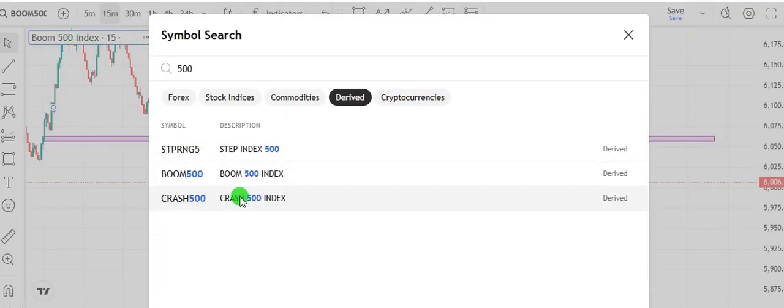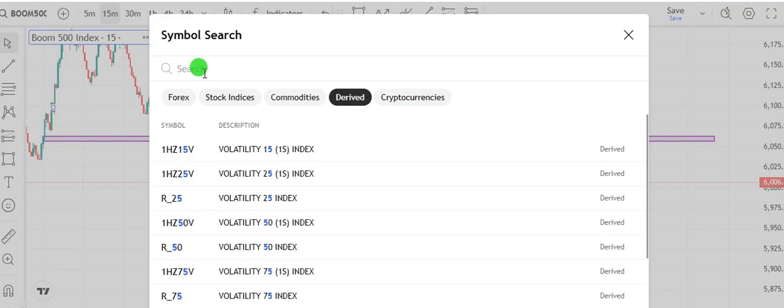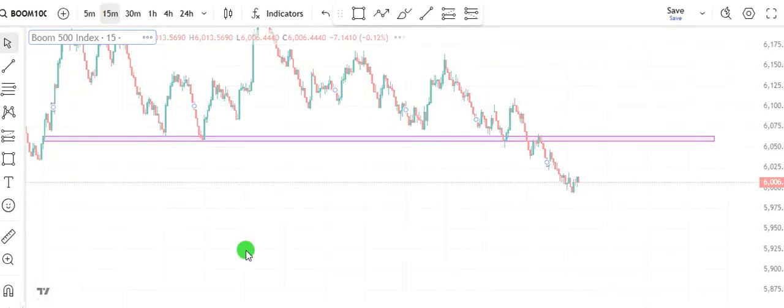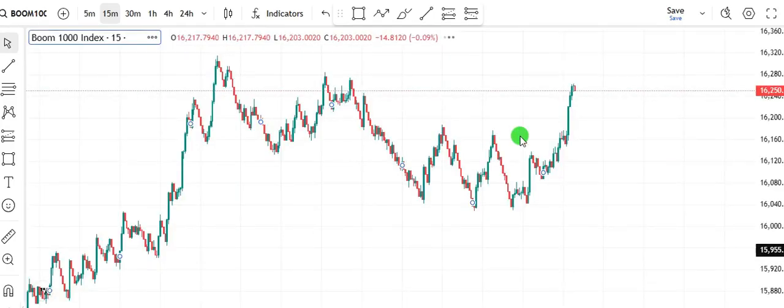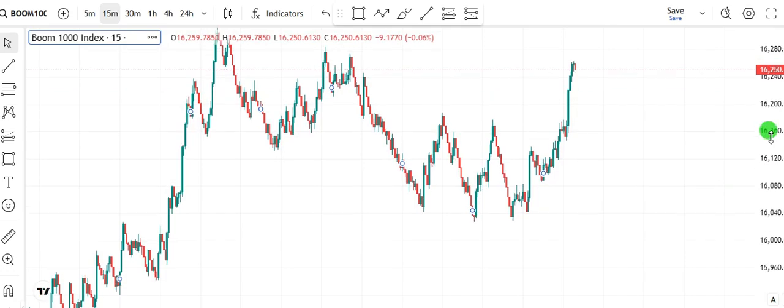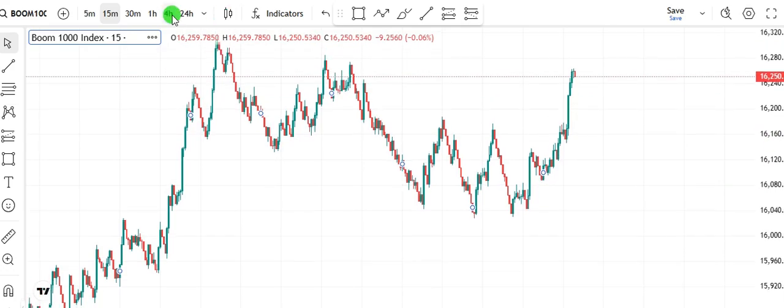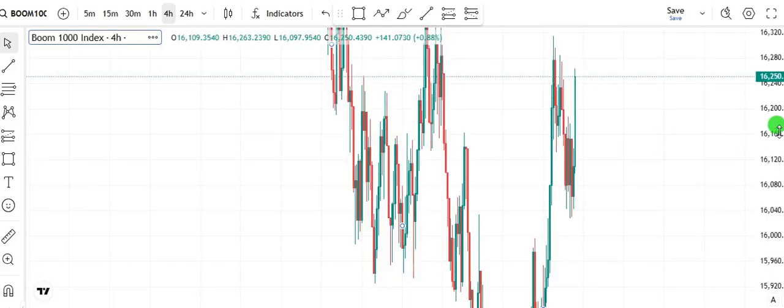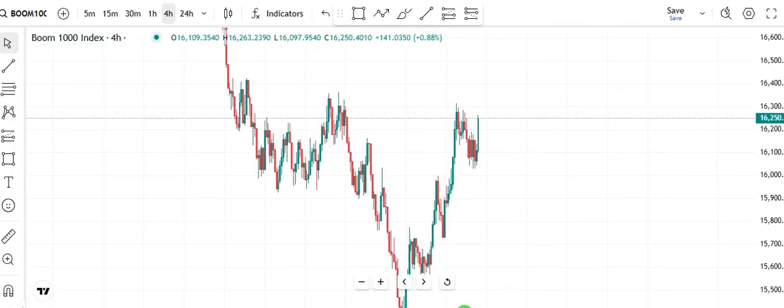Let's go to the next one, which is of course the Boom. Okay, now I want to finish with Boom 1000. Remember, please take note, Boom 1000 is actually very volatile, so take note of that when you're trading Boom 1000. It's more volatile compared to Boom 500.